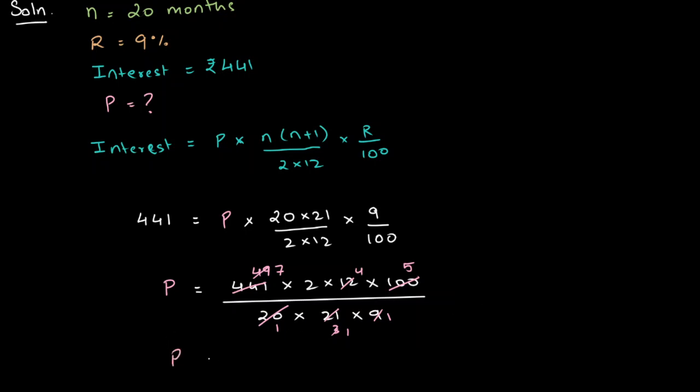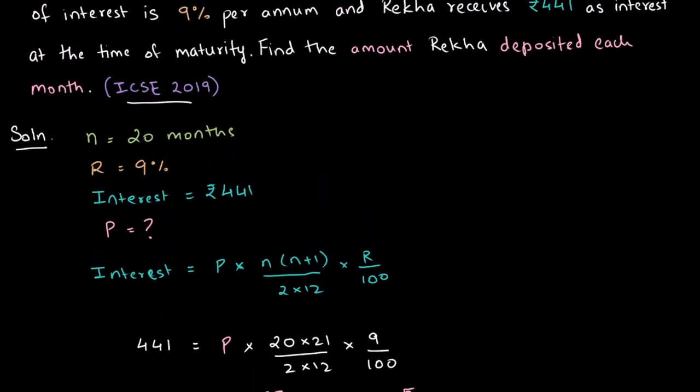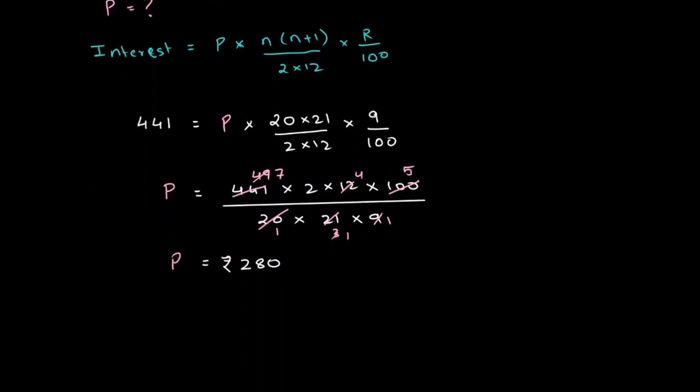Just need to multiply all these values to get the value of P. So P would be equal to 7 into 2 into 4 into 5, right? So 4 into 2 is 8, 8 into 5 is 40, 40 into 7 would be 280. So P would be rupees 280. Okay, so that's it. That's all we needed to find in this question. Amount deposited by Rekha each month, and that's what we've done right here.